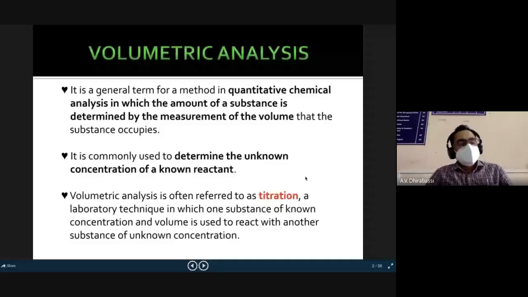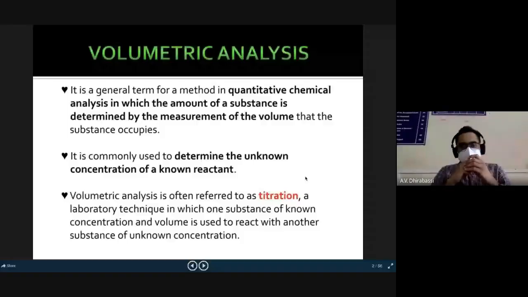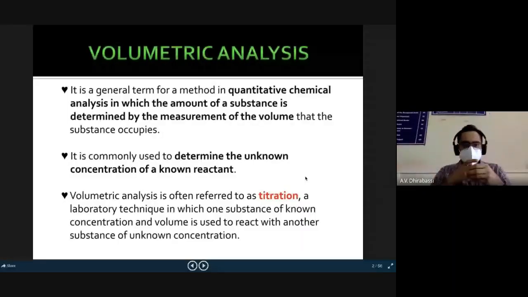It is a general term for the methods in a quantitative chemical analysis in which the amount of substance is determined by the measurement of the volume that the substance occupied. So by the volume we have to determine, first of all, that it is quantitative chemical analysis.